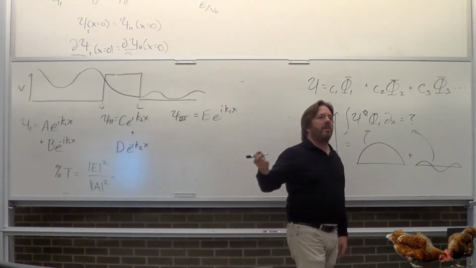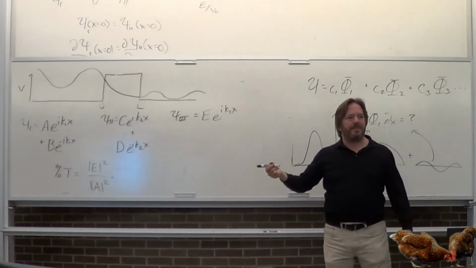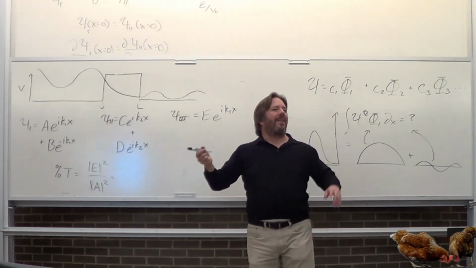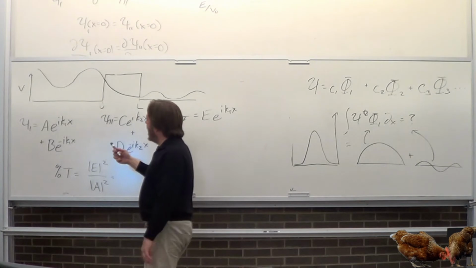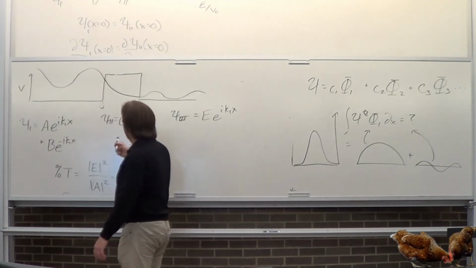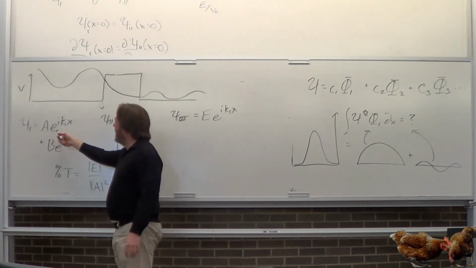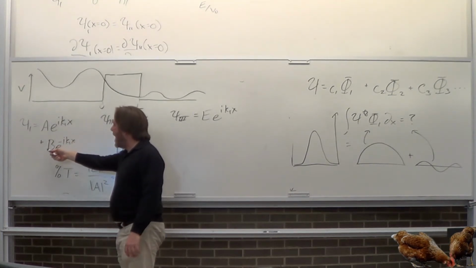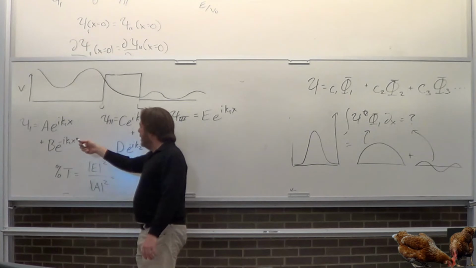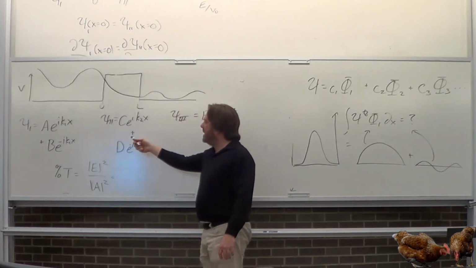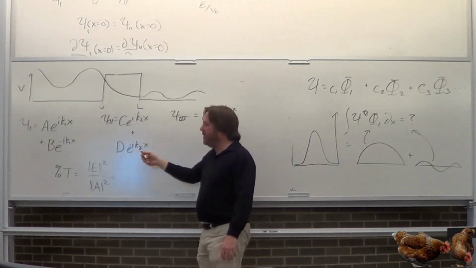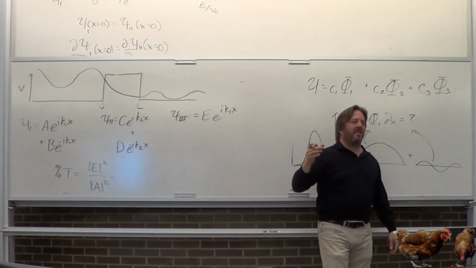Now that's the continuous. What about smooth? First derivatives. Right, set the derivatives equal. So I've got two equations. A plus B is equal to C plus D, and that's because I'm at x equals 0. And then I've got A ik1 minus B ik1 equal to ik2 C minus ik2 D. So I did the derivatives in my head.